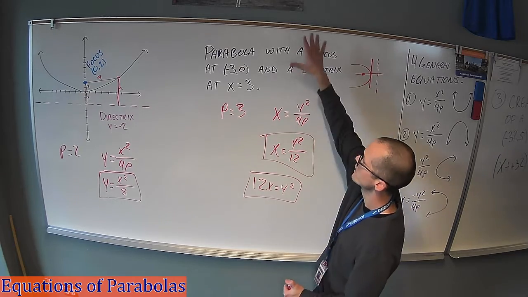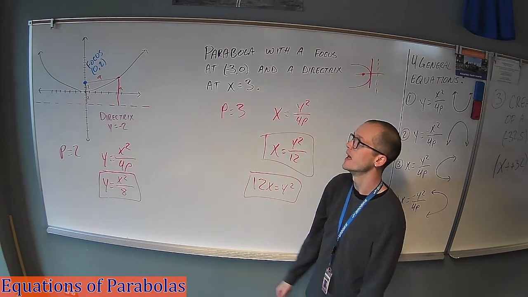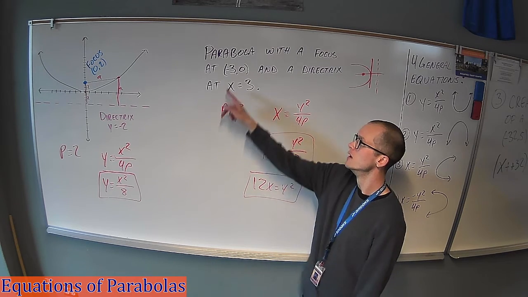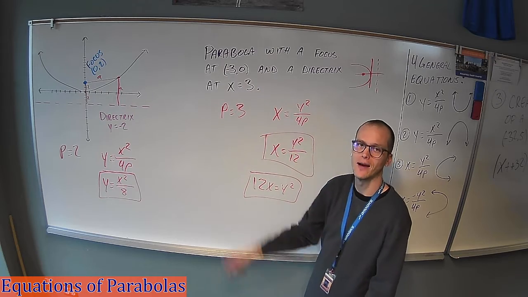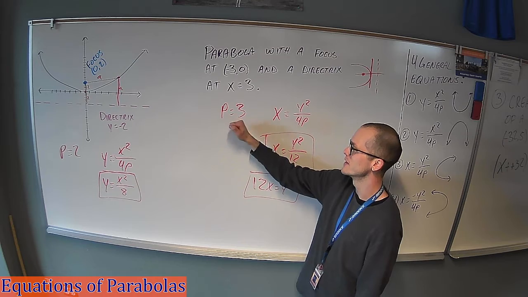Another way you can look at it, if you just have words, is really it's half the distance between the directrix and the focus, because the vertex must be immediately in the middle. These two are 6 units away, half of that is 6. That's not true. Half of that is 3. Half of 6 is 3. That's why our p-value is 3.